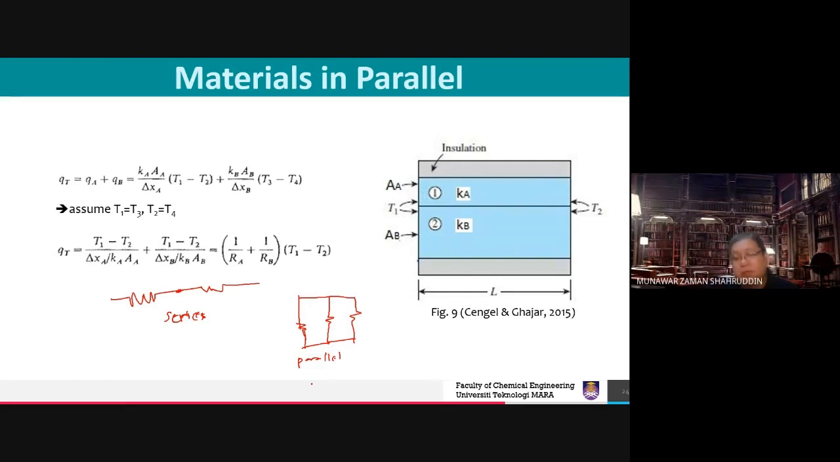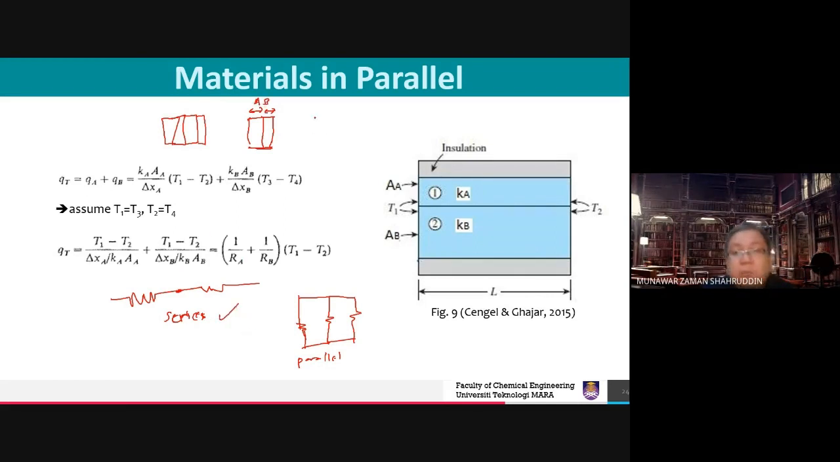So the concept is also brought through this heat transfer. If we have this configuration of layers, sorry for my drawing. This is layer A, this is layer B, right? So it will be in series.